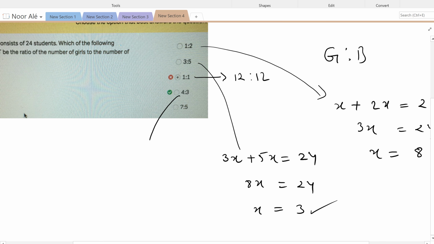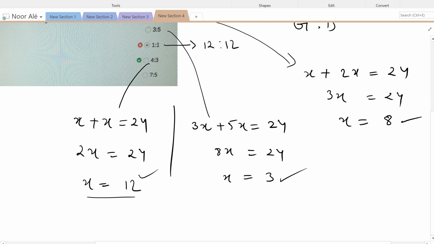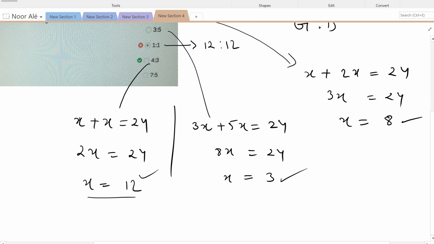And the third case is 1 to 1. Let me do that one first. So 1 multiplied by x is just x, and then I do 1 times x, equals 24. So we got 2x equals 24. And so your answer was 1 to 1, right? We're getting a whole number. So that means all of them are possible.